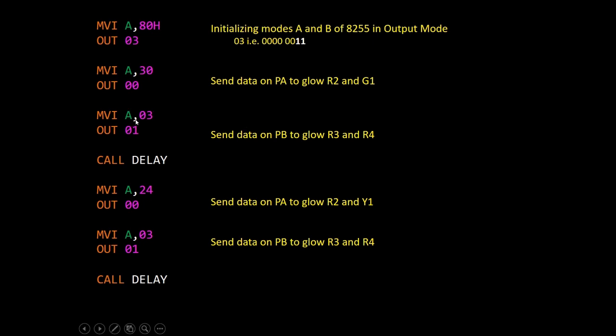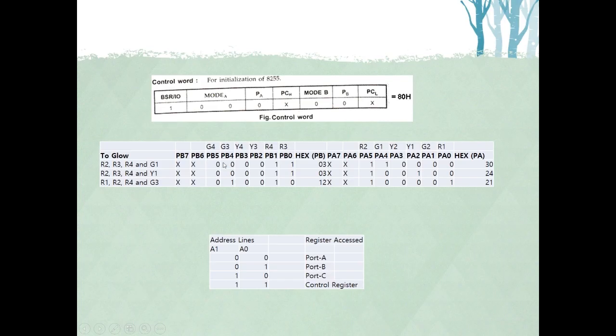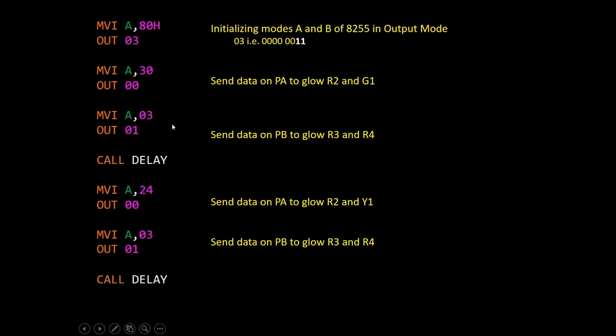03 has been written here to glow R3 and R4. You can see here that to glow R3 and R4, we have to put them at 11 and all other pins should be put at 00. So 00000011 becomes 03 in hexadecimal. So that's why we are supplying 03 here.